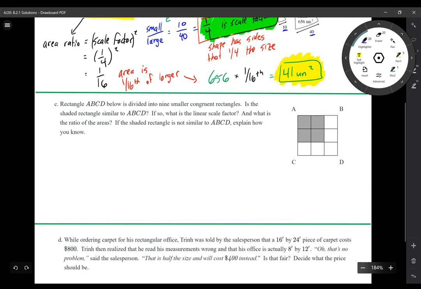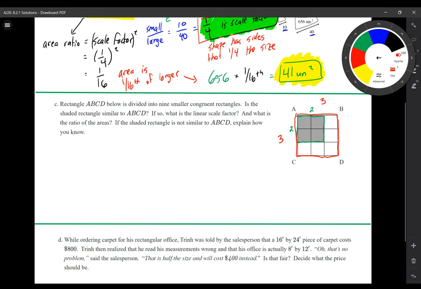The shaded rectangle is 2 by 2. So that's this one right here. While the larger rectangle, it's actually a square if you think about it, and if we went all the way A, B, D, C, it's actually 3 by 3. So when we compare our two sides, our scale factor is 2/3 on this left-hand side, and it's 2/3 on this top side as well.